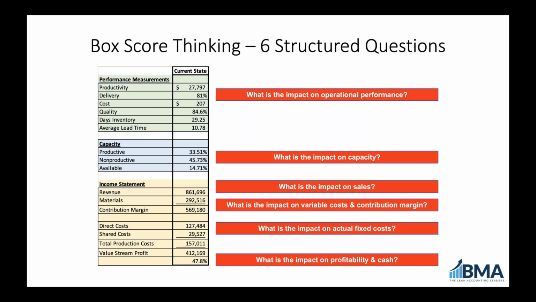So the numbers of the box score drive that you have to consider this. Now, I'm not saying that every single decision is going to impact every part of the box score. That's obviously not true in all cases. But it makes people think, and it drives common thinking rather than functional type thinking.